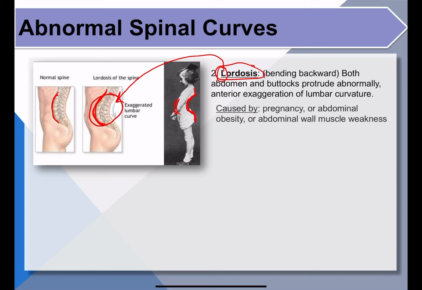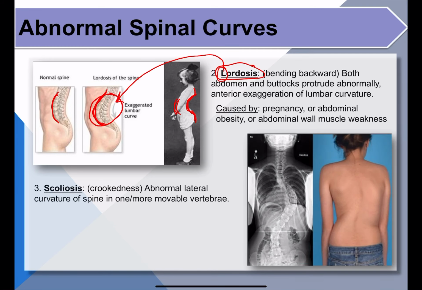Now, lordosis can be caused by multiple things, like, for example, pregnancy, abdominal obesity, or abdominal wall muscle weakness. All of them involve weight that is shifted forward and lowered. So that's why you end up with more heavy weight at the front, and that's why you may end up with a curvature that looks like that. Or, of course, abnormal vertebral growth can be one of the reasons.